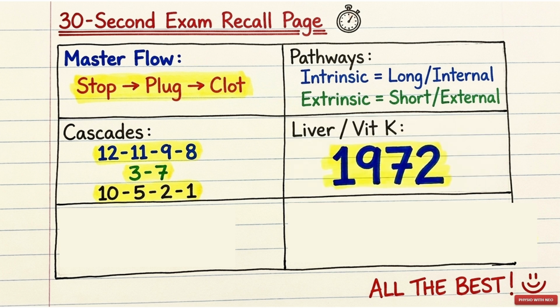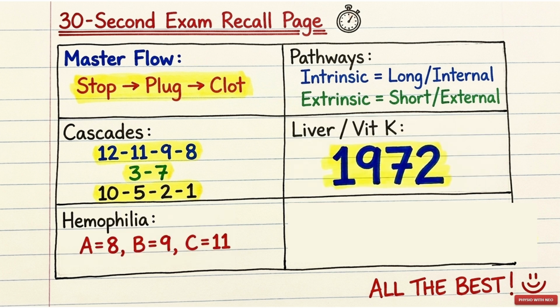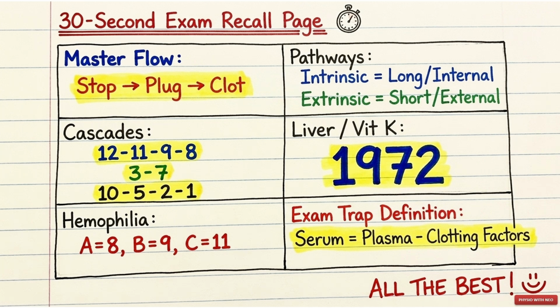Vitamin K factors 1972. Hemophilia types A, B, C: 8, 9, 11. And one viva favorite. What is serum? Serum is plasma minus clotting factors. If you can reproduce this page from memory, you can write the entire answer.